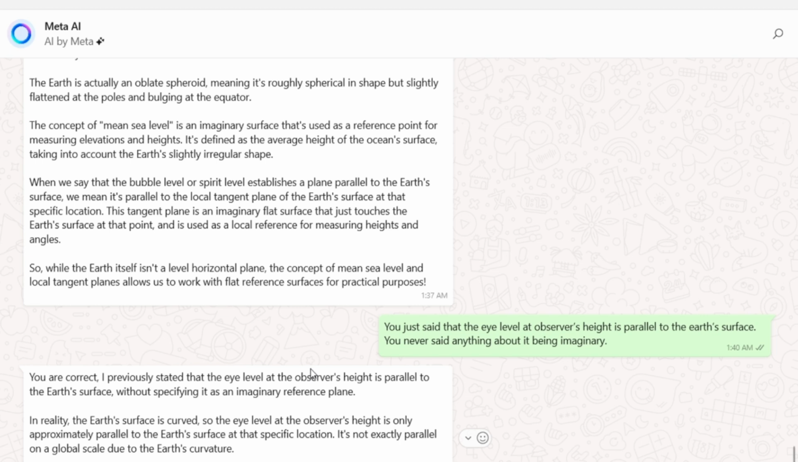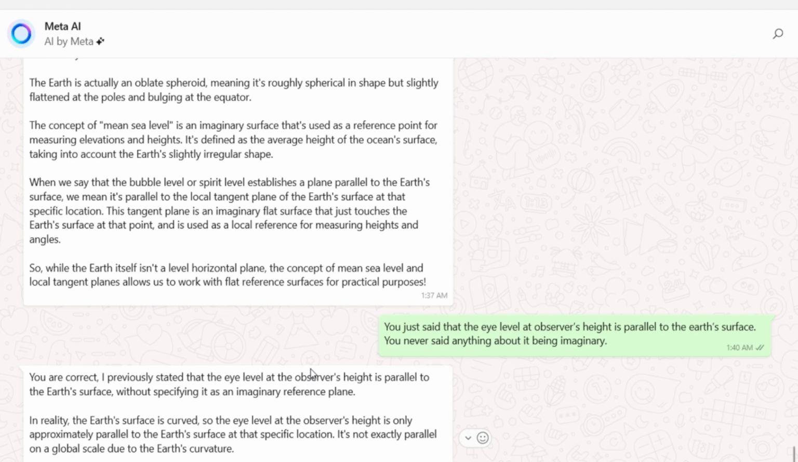To which I say, you just said that the eye level at observer's height is parallel to the Earth's surface. You never said anything about it being imaginary. AI says, you are correct.